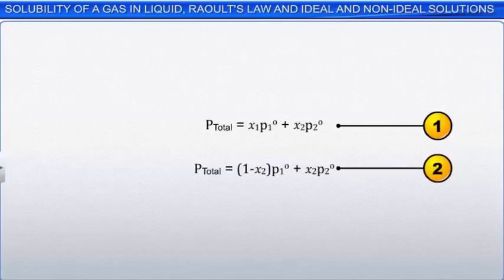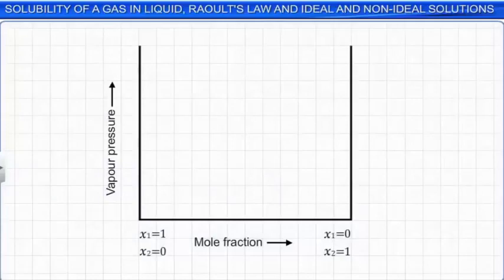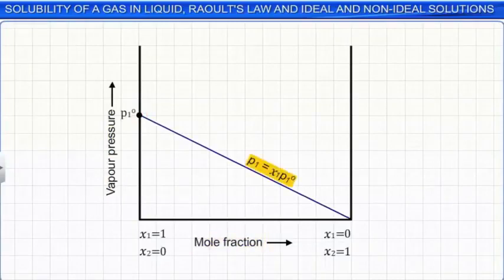In the equation thus obtained, we can see that P total is a linear function of mole fraction x2 as P1 naught and P2 naught are constant at a particular temperature. If a graph is plotted for the partial vapor pressure of the first component against the mole fraction, corresponding to the equation P1 is equal to x1 P1 naught, then a plot as shown here is obtained. As you can see in the graph, when the mole fraction of first component becomes 1, the partial pressure of component 1 is the vapor pressure of the pure component 1.